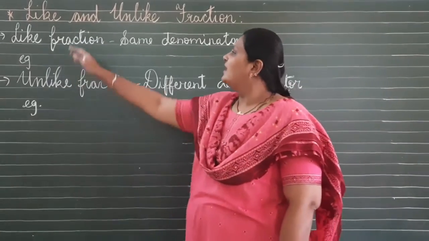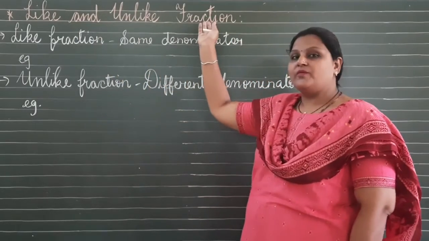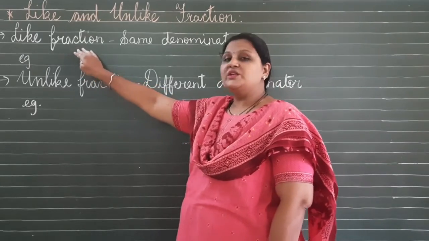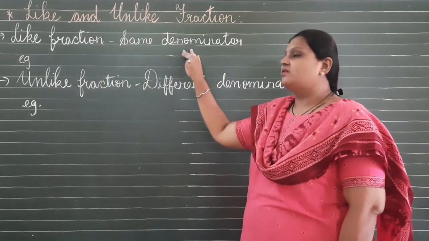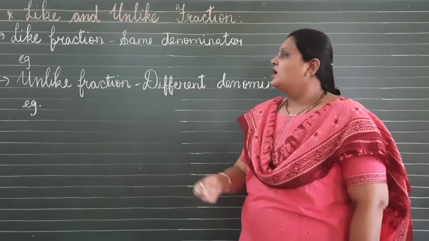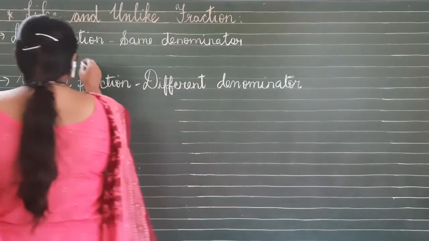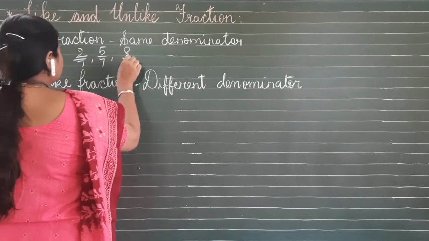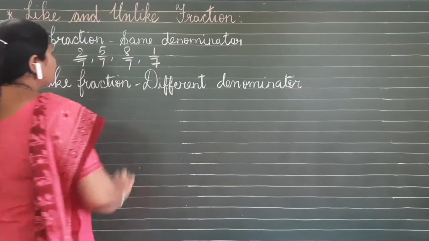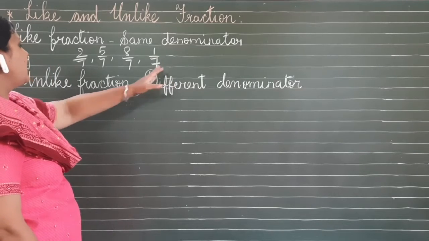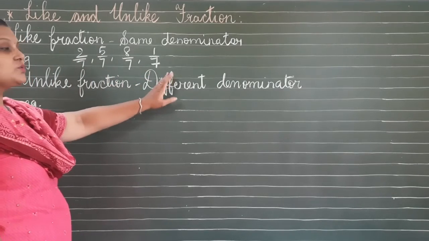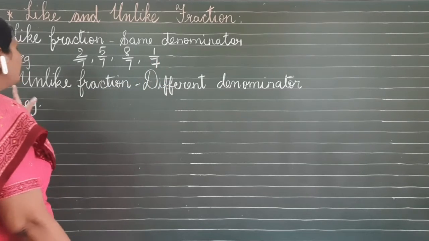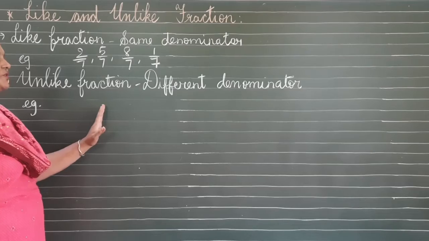Now let us see like and unlike fraction. Very first, like fraction. A fraction which has same denominator are called like fraction. Now for example, if you are given 2 upon 7, 5 upon 7, 8 upon 7, 1 upon 7. Here in this, these are called like fractions.